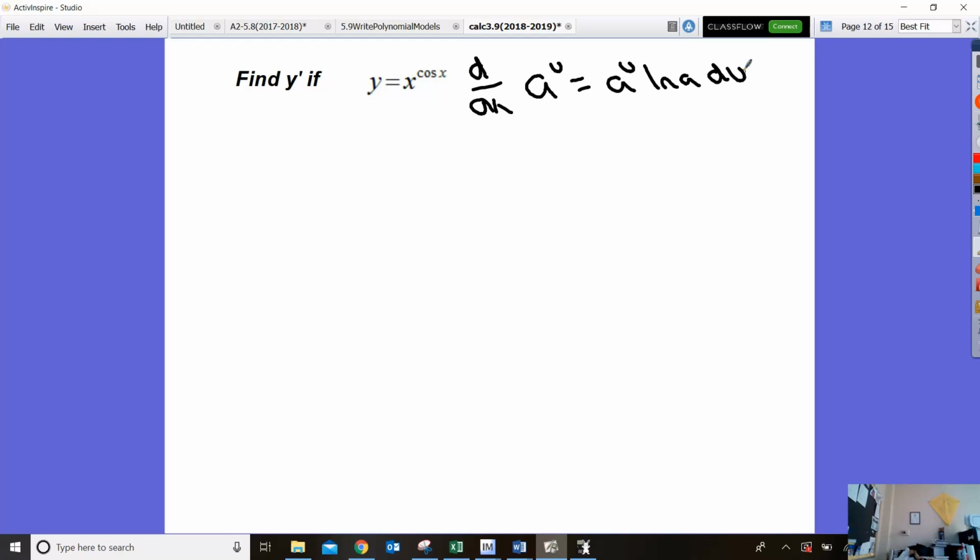cosine, right? I think our problem's a little different. We have y equals x to the x, and then we have something that's just like, this is not a u. Never mind. No, I know x to the cosine x is in there. I don't know how I skipped that. It happens. I don't know why I made so many mistakes there.